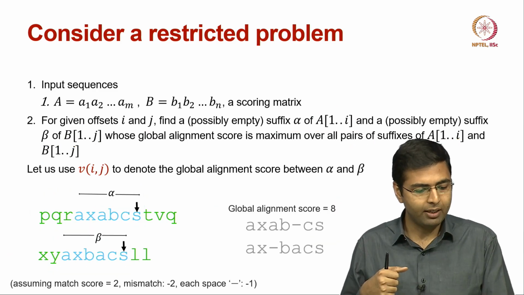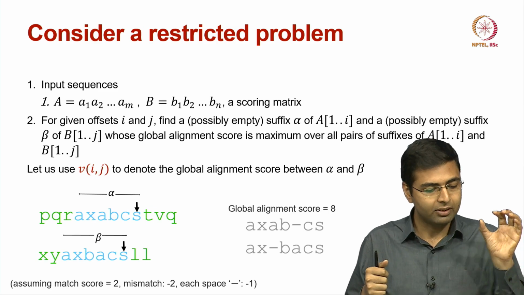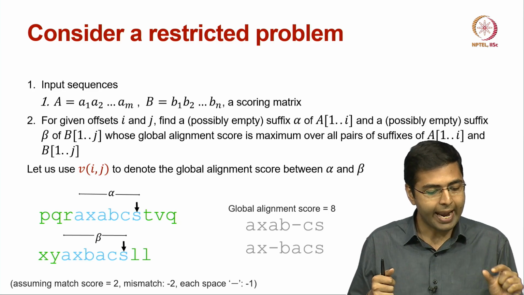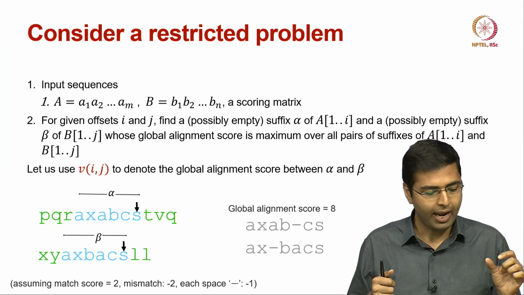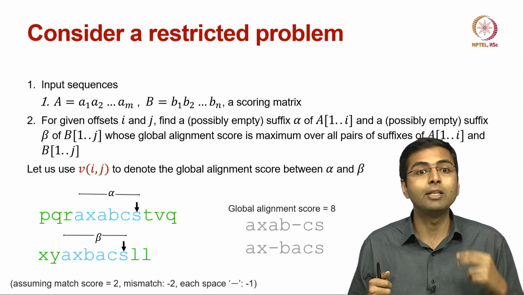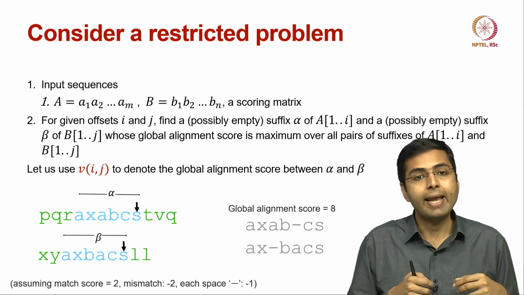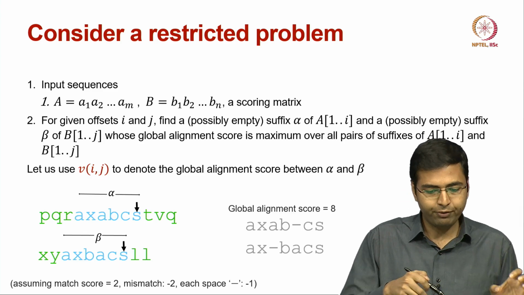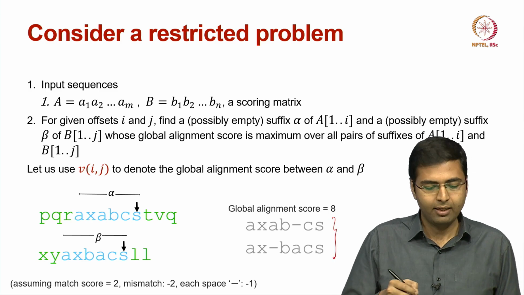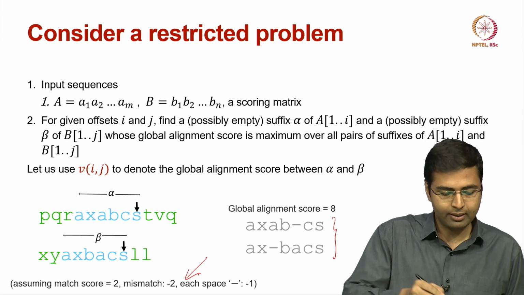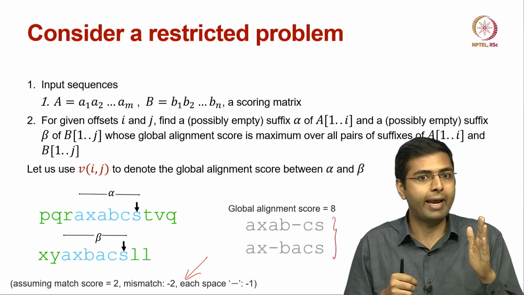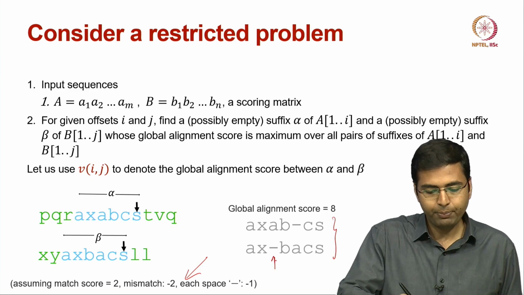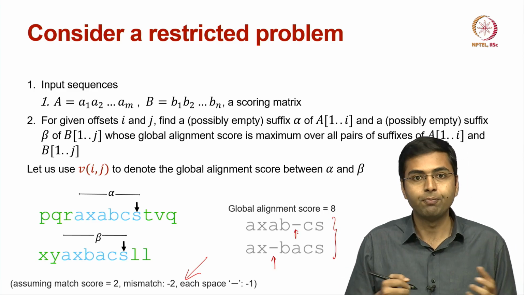So for this particular example, it turns out that the suffix which maximizes the global alignment score is A X A B C S from sequence 1 and A X B A C S from sequence 2. So if you try any other suffix, it will give you a lower global alignment score. So for these two suffixes, the global alignment will look like this, assuming a scoring system where you reward each match as 2, each mismatch as -2 and each space or dash character as -1.